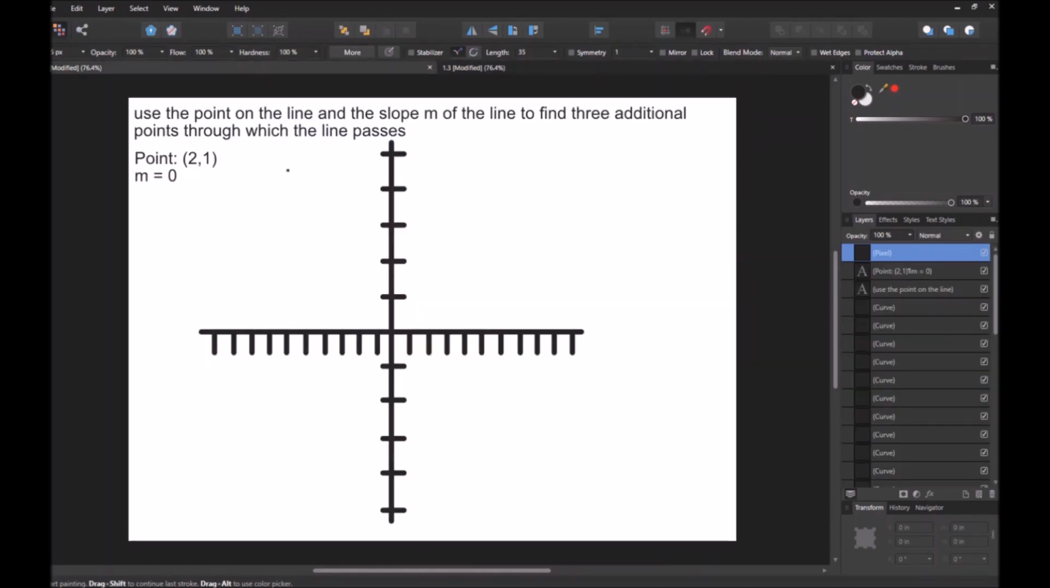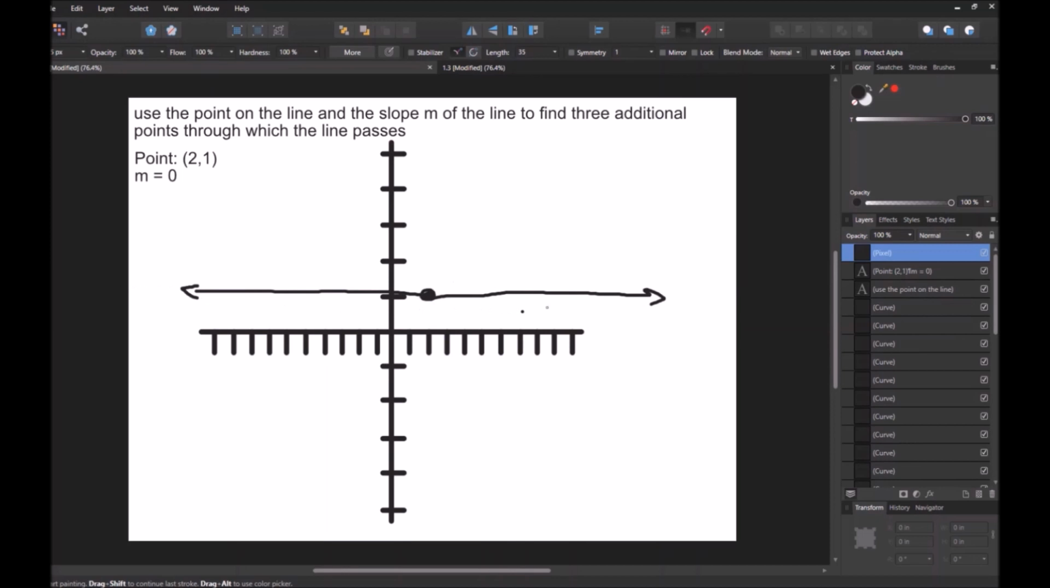Okay, so in this next question, we are asked to use the point on the line and the slope m of the line to find 3 additional points which the line passes. So the point that we're given is 2, 1, and our slope is 0. So the first thing I'm going to do is plot the point at 2, 1 right about here. And now if you remember, a slope of 0 means it's a horizontal line.